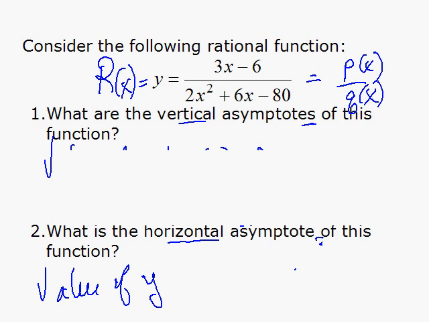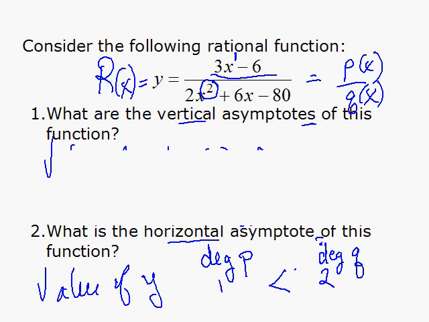Now to find the horizontal asymptote, you're looking for the long-term behavior. And the way you do that is you consider the degree of the polynomial in the numerator, and you compare it to the degree of the polynomial in the denominator. In the numerator, I have a polynomial of degree 1 because the highest exponent, which isn't written, is 1. Now I look in the denominator. This polynomial is of degree 2. Okay. So, since the degree of the numerator is less than the degree of the denominator, the horizontal asymptote is y equals 0.